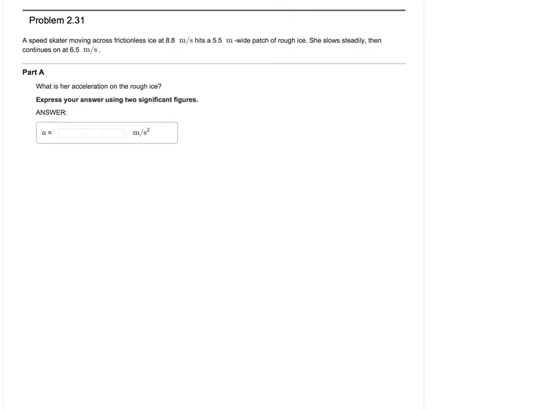We'll begin our Mastering Physics assignment here. So for this first one, we have a basic kinematics problem. So I'm first going to set up my chart here.